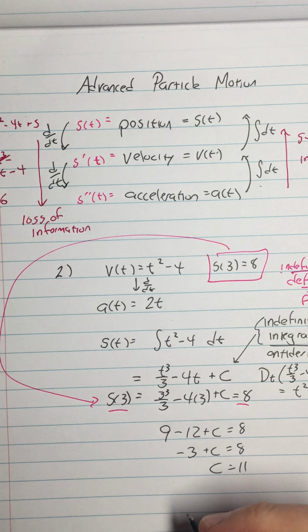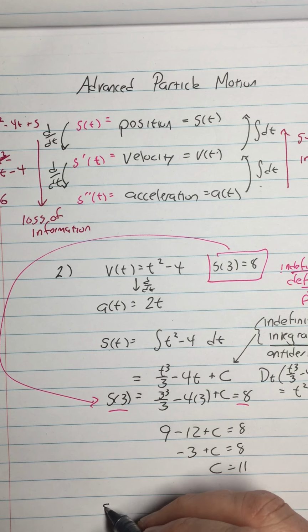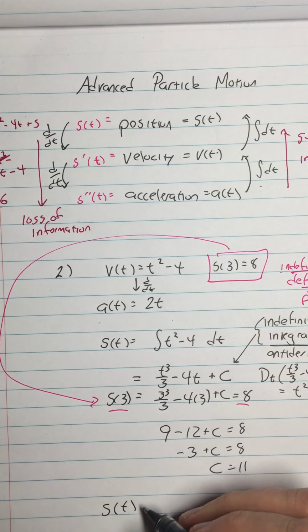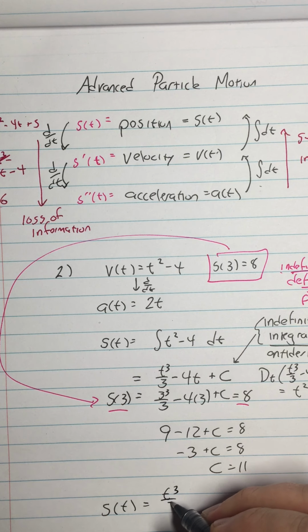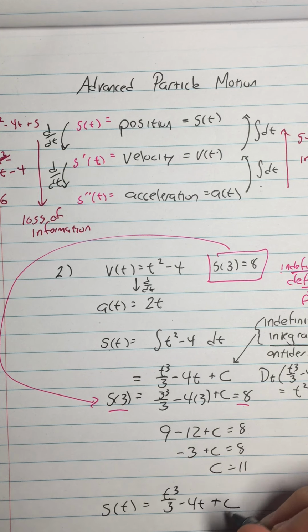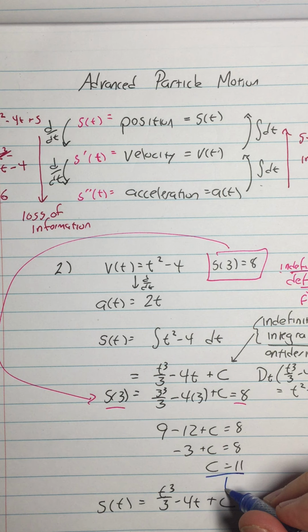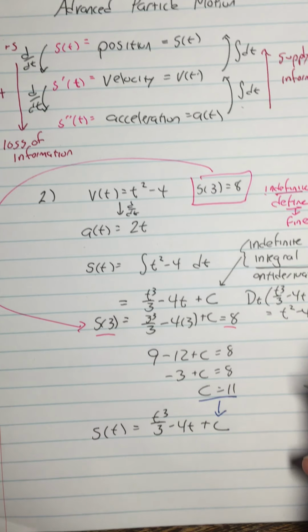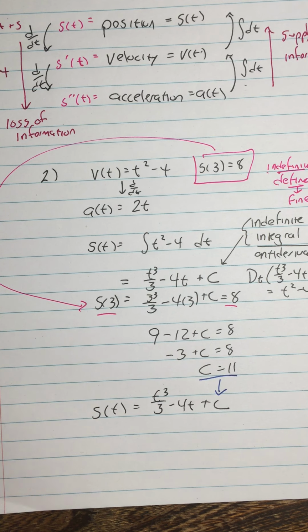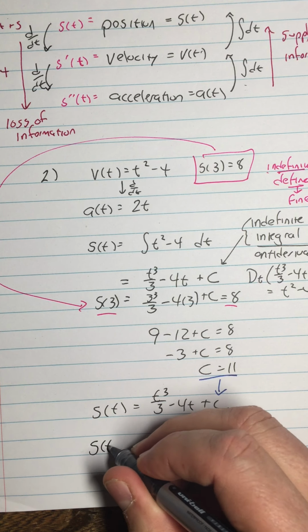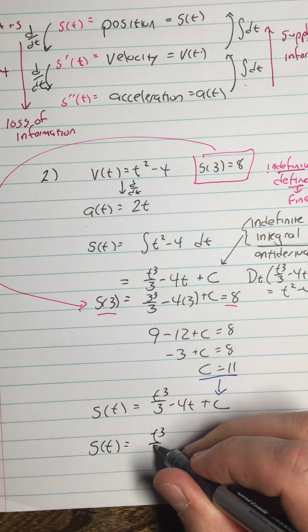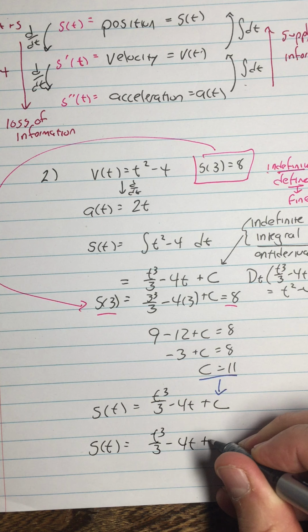Then I can take that c equals 11 and I can plug it back in over here. So I'm actually going to rewrite this line from up here. Remember, s of t equals t cubed over 3 minus 4t plus c, and what we just found out is that the c is 11. All right. So now I can write a complete equation for s of t. s of t equals t cubed over 3 minus 4t plus 11.